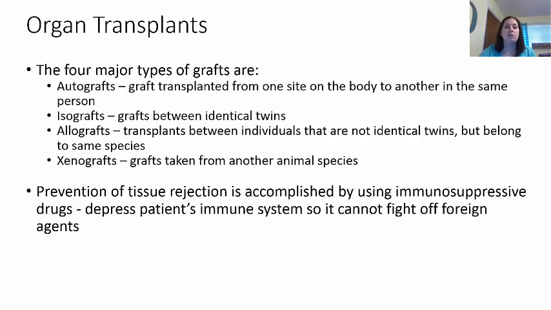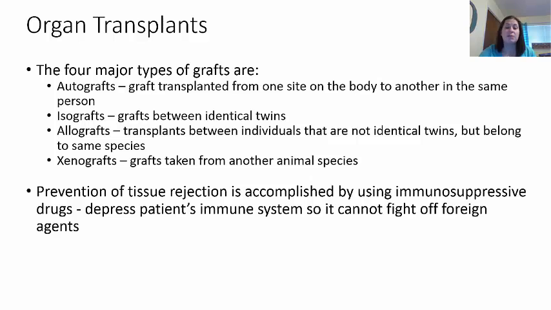Another one's called the isografts. These are grafts between identical twins. They have the same DNA, so again, the chance of rejection is very low. The next one are allografts. These are transplants between individuals that are not identical twins but belong to the same species. So this would be if you're a match with another person and you get their kidney or their heart or something like that. You're thinking, well, of course you're going to get organs from kidneys.